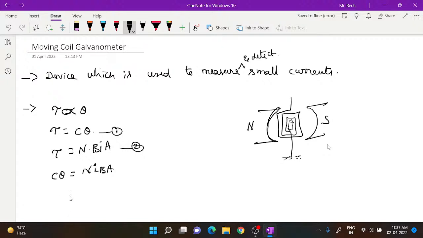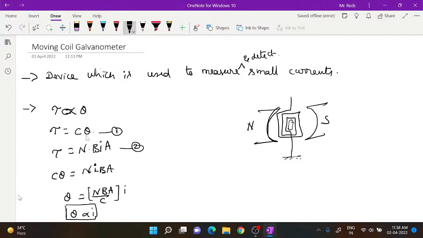So you can write theta is equal to NBA by C into I. That means if this entire thing is constant, then theta is proportional to I. That means this gives the deflection in the galvanometer. Deflection in the galvanometer is directly proportional to the current passing through the wire. You can also say this follows a linear relationship: the deflection theta follows a linear relationship with the current passing through the wire.